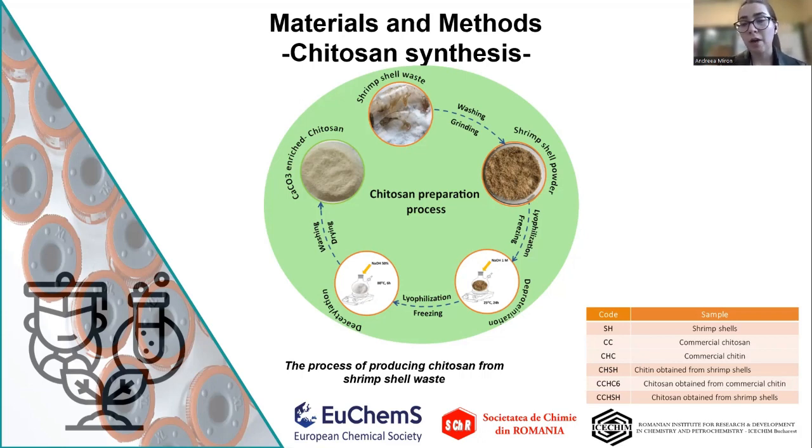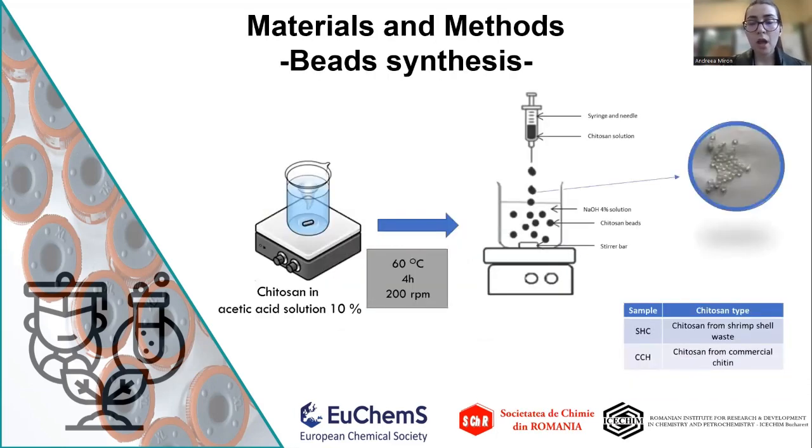Here in the table we have the composition of the samples. The synthesis of the beads is easy and it's a fast process. The first step is dissolving chitosan in acetic acid solution 10% at 60 degrees Celsius for 4 hours with magnetic stirring. After that, the solution is put in a syringe and dropped into a sodium hydroxide 4% solution. After some 12 hours, the beads are washed with distilled water to neutral pH and dried by lyophilization.